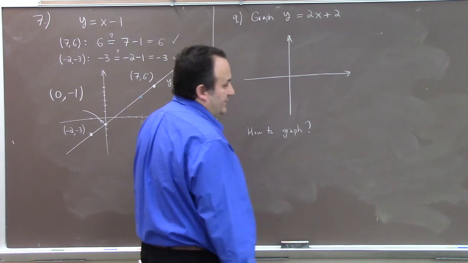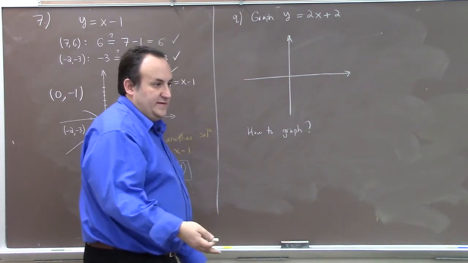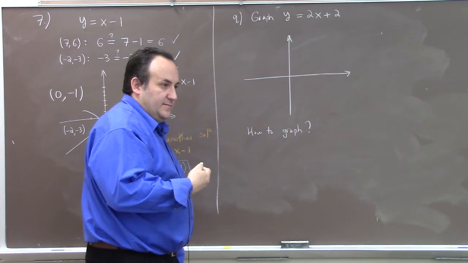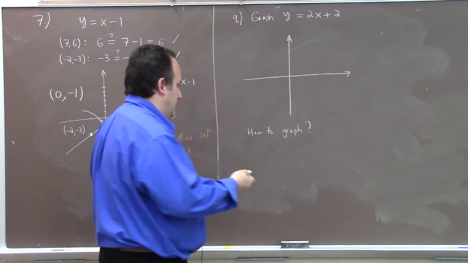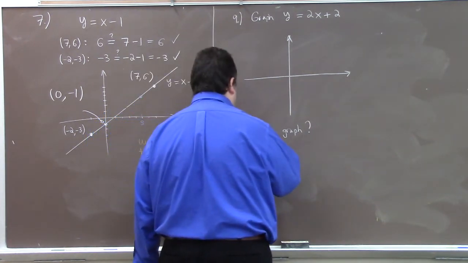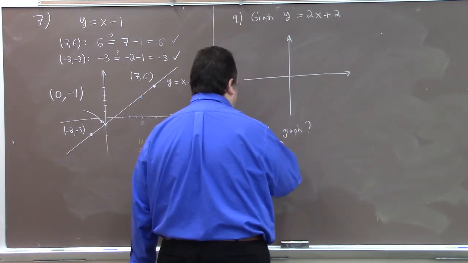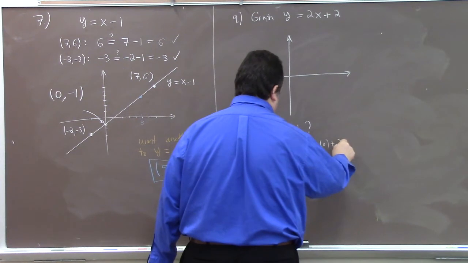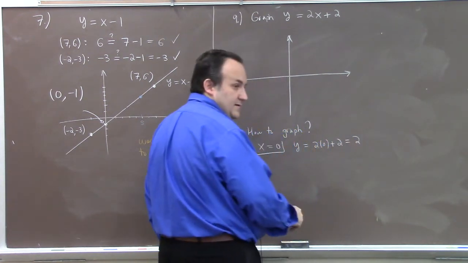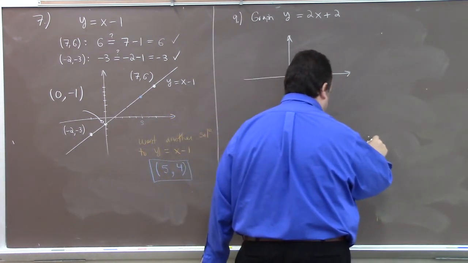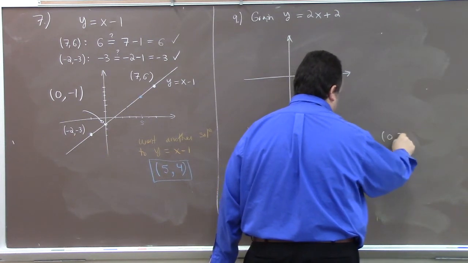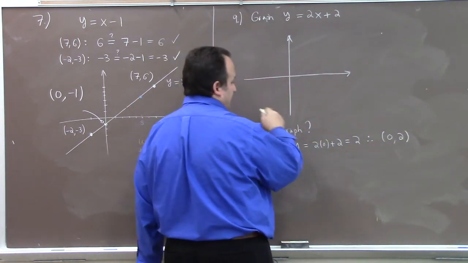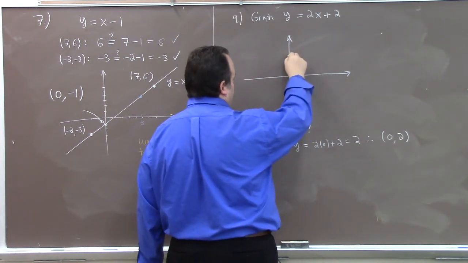Well, one way we could graph is just to find 2 points on the line. We could use the idea of the previous problem, right? So how about x equals 0? What's y equal to? Y equals 2, right? So therefore, (0, 2) is on the graph, right? So where is (0, 2)? (0, 2) is, say, here, right?